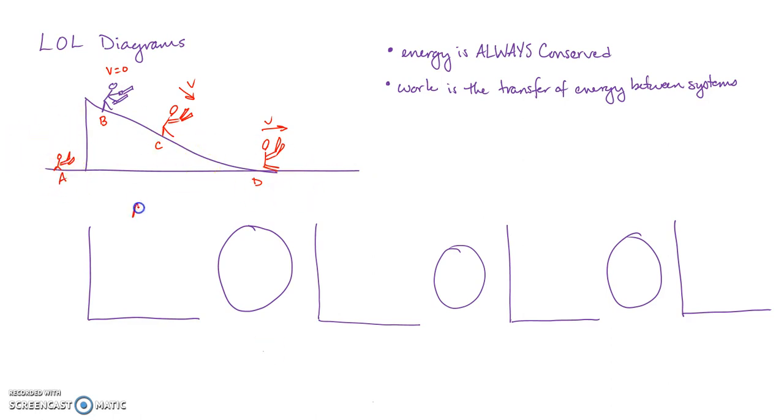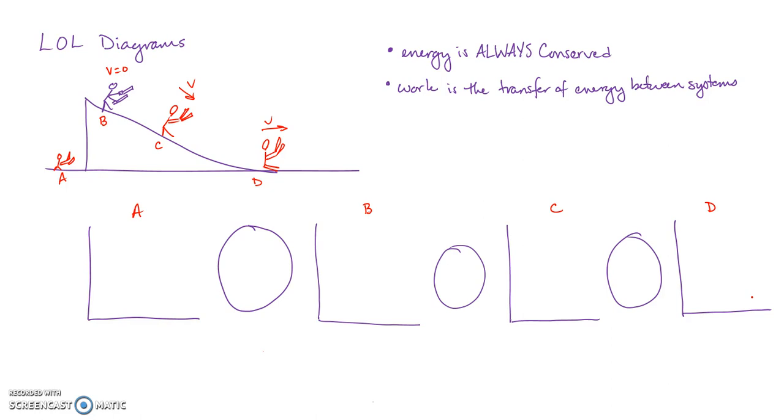So this is going to be point A, point B, point C, and point D. And what we're going to do is we're going to use these bar graphs to keep track of the amount of energy and the types of energy that are located at each of these points. Now, this is going to be purely conceptual. We're not going to have any math, any numbers that are going to show up at all. All right, purely conceptual.